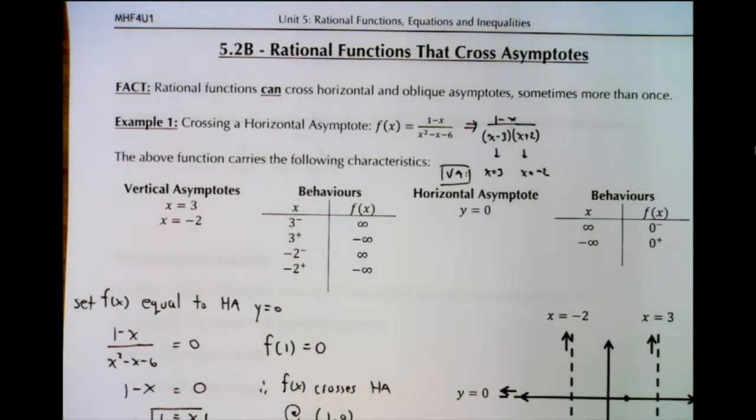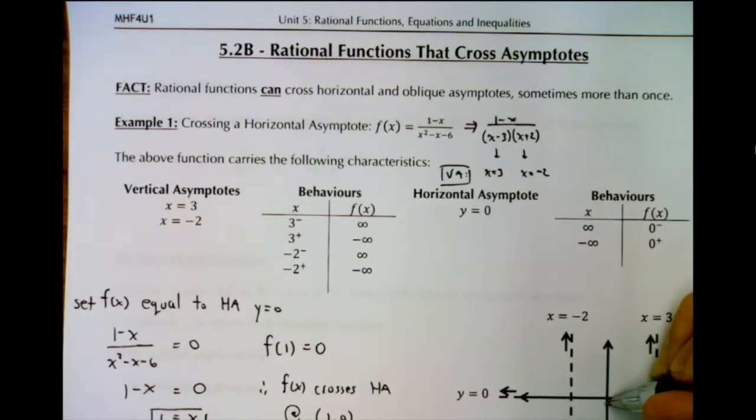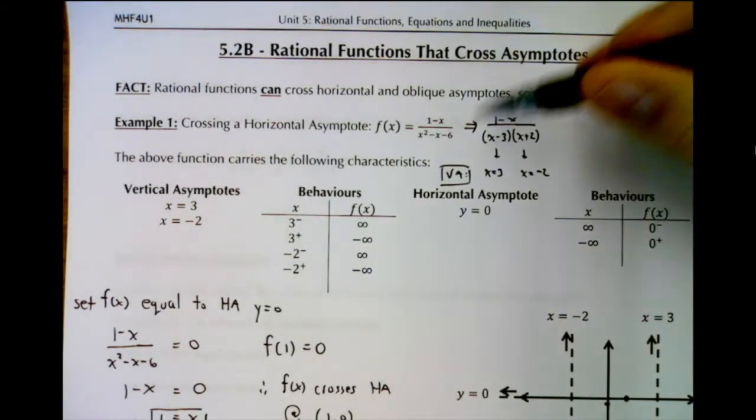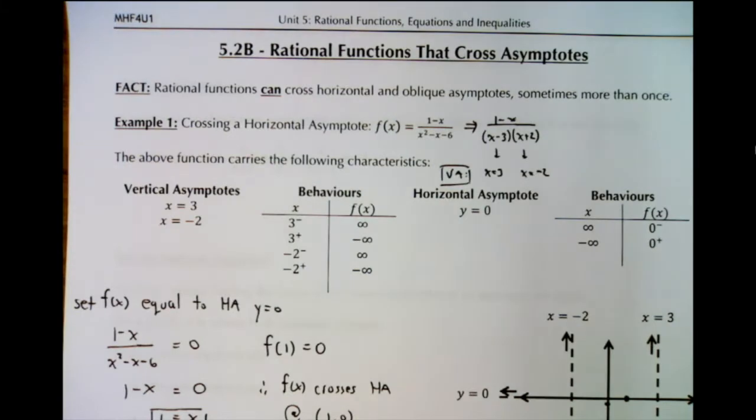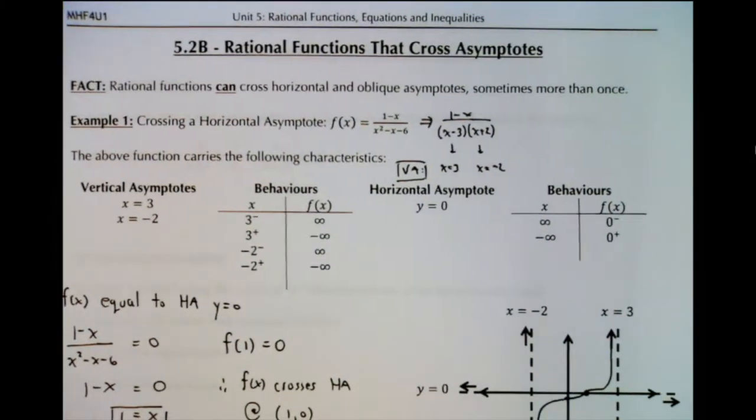Our y-intercept is -1/6, so that would be just down here. I could find that by plugging 0 in for x and solving. And so our graph is going to look like this. It's going to approach, and it's going to cross, and approach, and bend back up. So that's our middle piece.